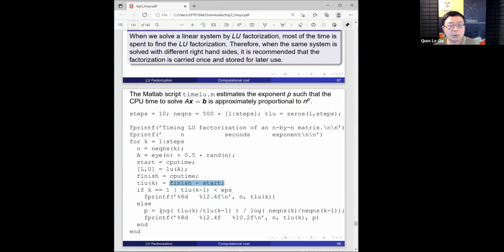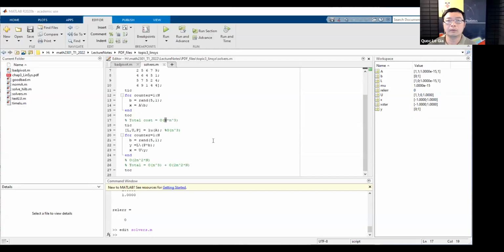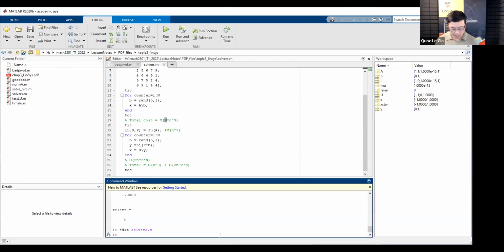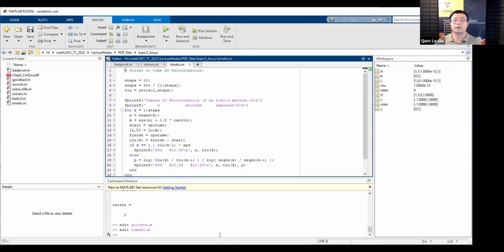And then, this one is a mysterious formula here. So what does it mean? What I want to do is, let me run it first and I'll explain what it's doing here. You see, this is the program that is in the slide. And now let me run it.